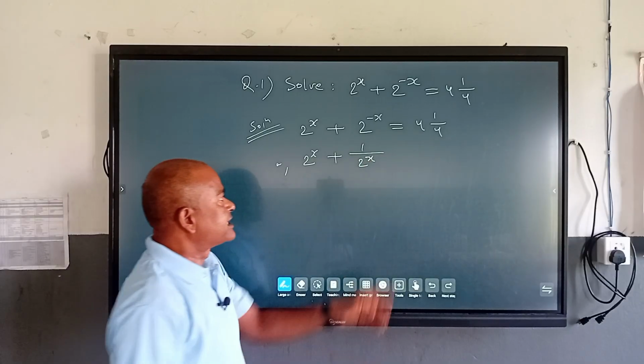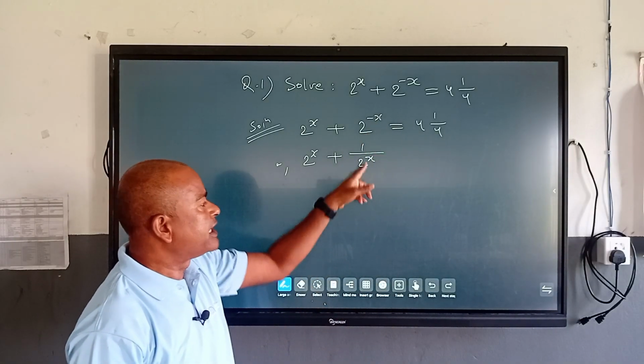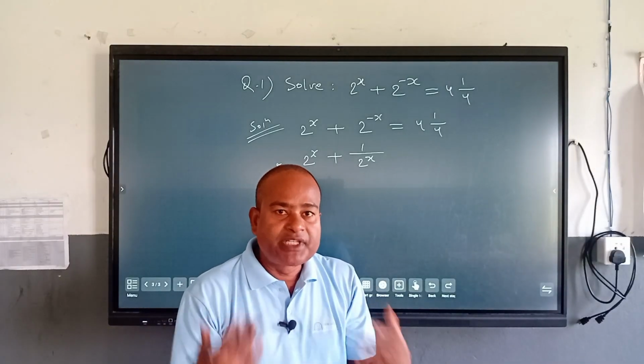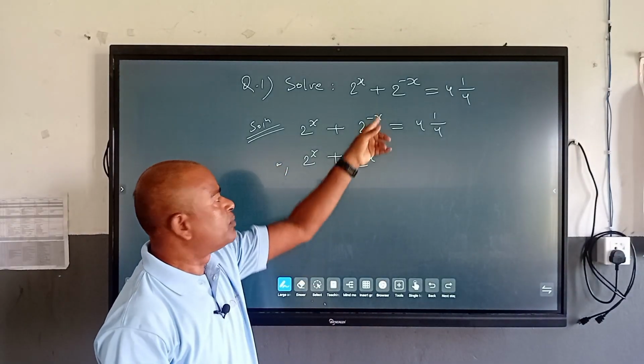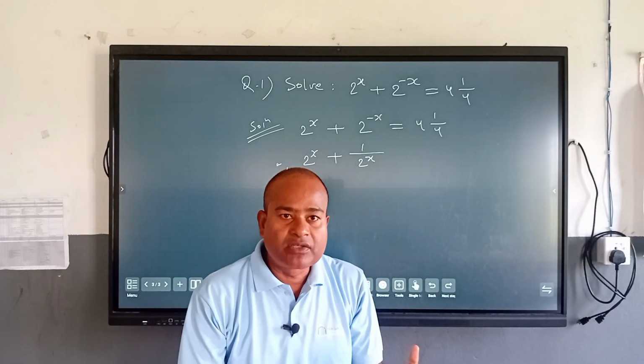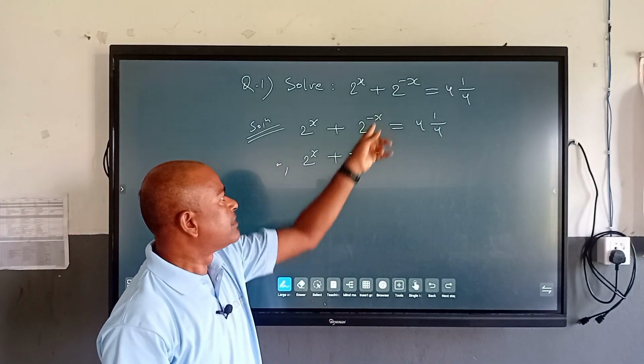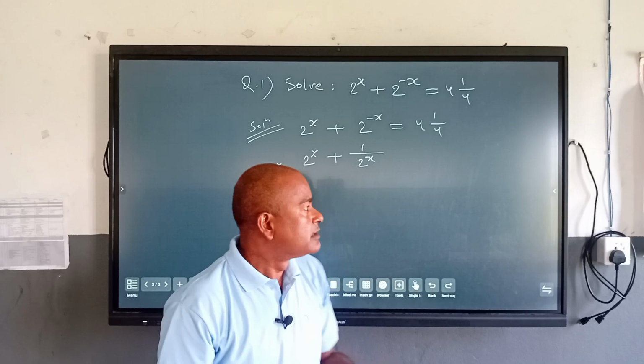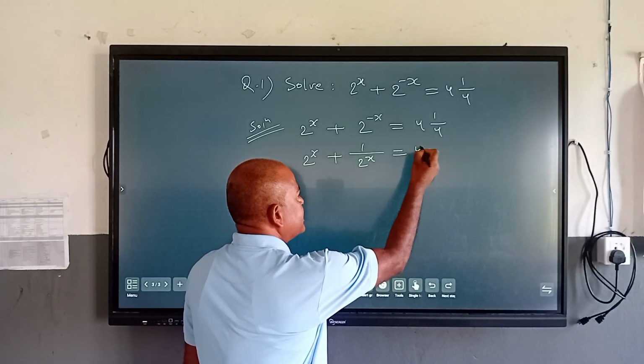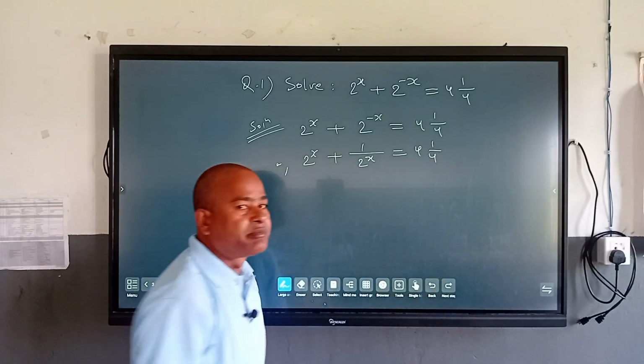2 power minus x we can write as 1 by 2 power x. If we take the reciprocal of 2 power minus x, then the sign of the power will change, from minus to plus, which equals 4 whole 1 by 4.